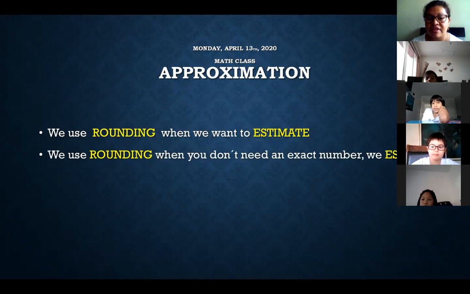Then we use rounding when you don't need an exact number, okay? When you don't need the exact number that they are asking. So it's an estimating approximation.